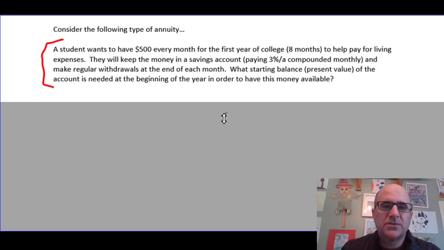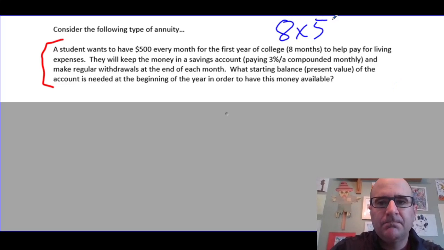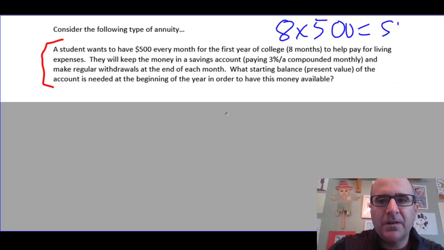So imagine this was you. Maybe you have already paid for your tuition, and maybe you are staying in residence or something, and you've also already paid for that. Of course, there are other living expenses associated with living on your own, food and entertainment and textbooks and school supplies and that sort of stuff. So let's say that that's $500 a month that you want to have now for those 8 months. Now, one thing to realize is that that's 8 times 500, okay, which is a total of $4,000.